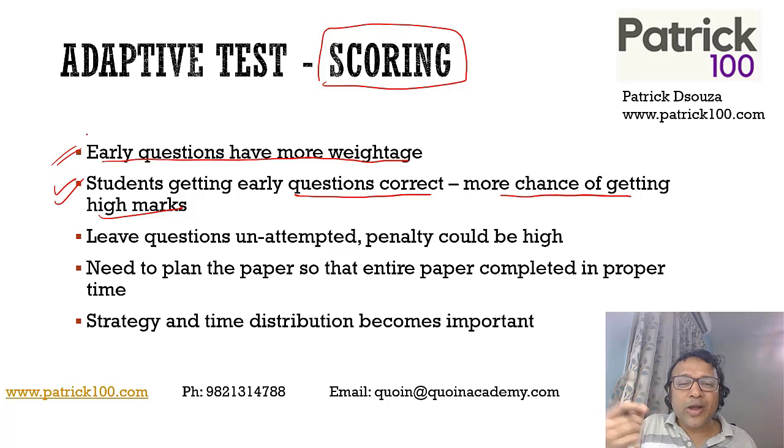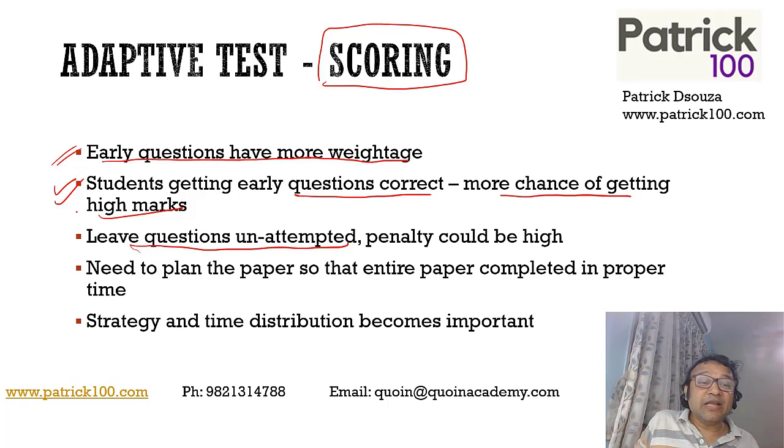You need to be a little bit more careful in the initial questions so that you ensure they are correct. But again, you cannot spend too much time on a question, because if you don't complete the paper, there could be a penalty. If you leave questions unattempted, the chances of scoring high are less. You need to ensure that you complete the whole paper in the given time frame. So managing your paper in a given time frame becomes very important in an adaptive test. You need to know what time it is, how much time is left and how many questions you can solve. Extremely important in terms of the adaptive test.